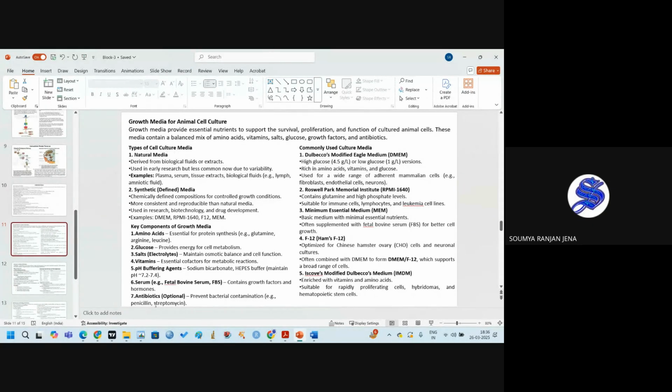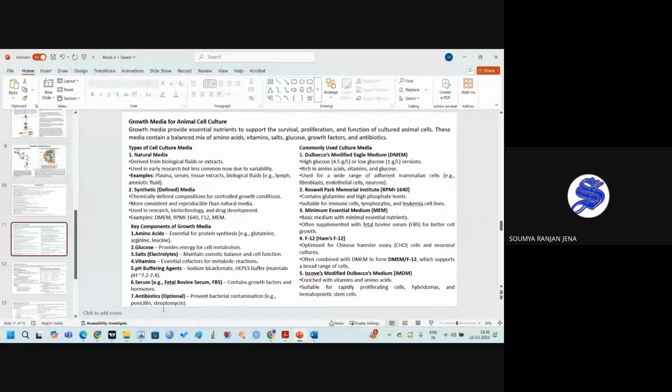to the different cells. And antibiotics are optional, because if you know the cell is contaminated or will be contaminated, then we'll add a bacterial antibiotic, that is penicillin or streptomycin, to inhibit the contamination, because in cell culture there is no immune system.